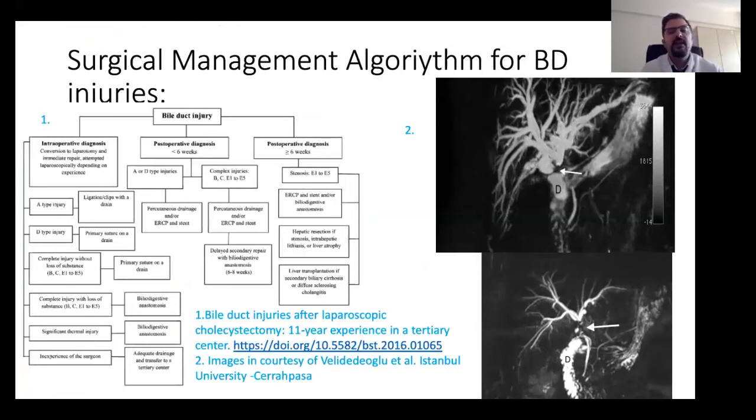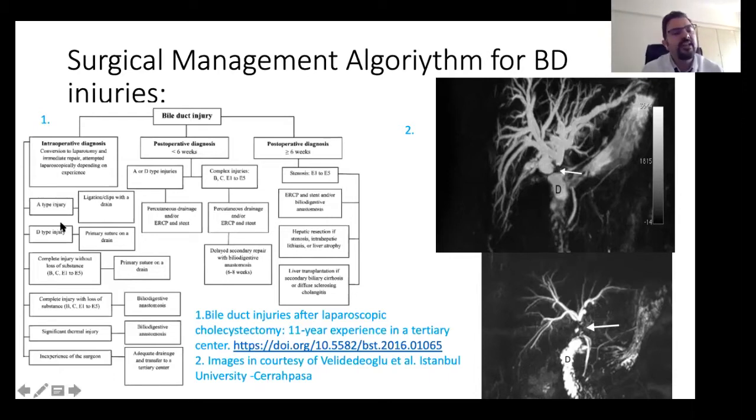Most of these injuries happen in cases of acute cholecystitis, in complex cases, or sometimes, as I mentioned, because of technical abnormalities. You have to follow a standard cholecystectomy procedure. But when you diagnose intraoperatively that you have put a clip on, or have caused an injury to, the biliary tract, then you can actually manage it intraoperatively, but it depends on your experience. If it's a type A injury from the liver bed, you can ligate or clip that aberrant hepatic duct, and then it can be resolved.